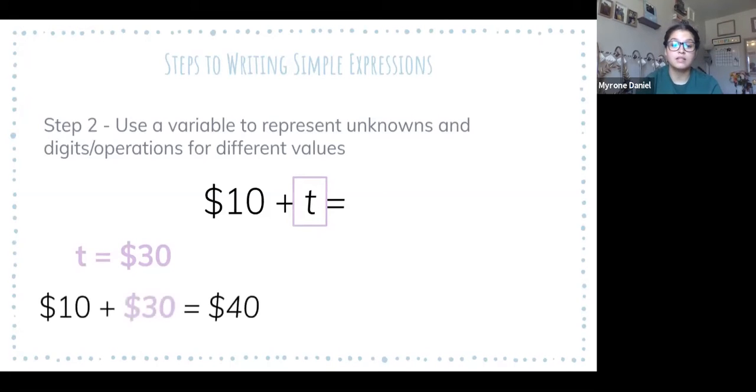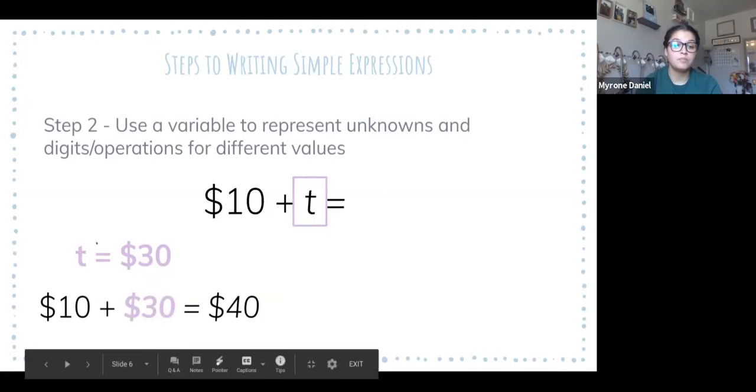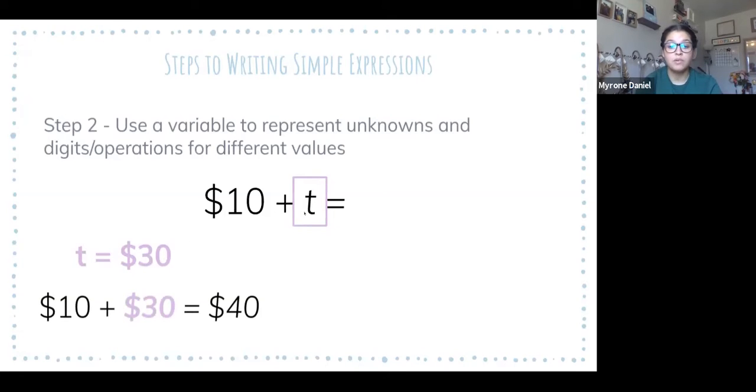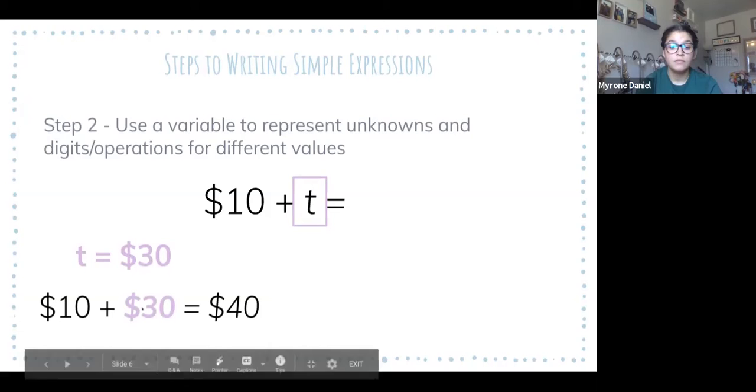So I should have gotten something like this. 10 plus 30 equals 40. Because I made T equal 30, because that's how much tips I made for that hour, I input it where I had T. So 10 plus T, or 30, equals 40.